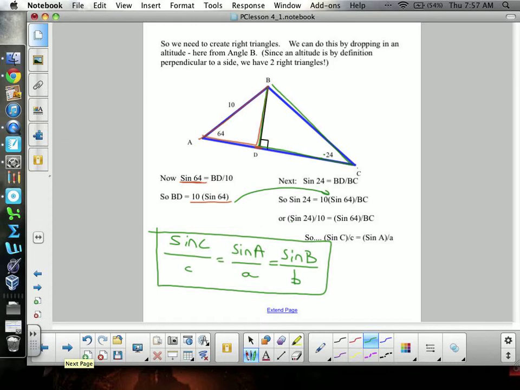Now, because it's a proportion, I can flip it. If I want to put the side lengths on top and the angles on the bottom, I can do that. But notice it's not the angle over the side, it's the sine of the angle over the side, equals the sine of the angle over the side, equals the sine of the angle over the side. Not the angle measure itself, but the sine of the angle. That angle could be in degrees or radians. It's fine. That's our law of sines that we're going to be working with.